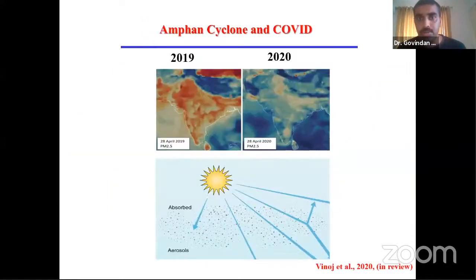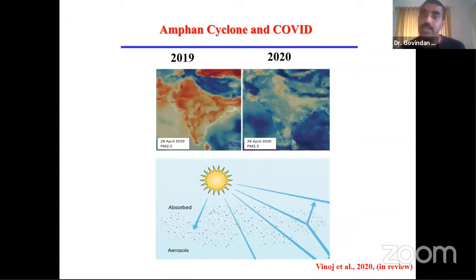Now, this is an interesting result shown by one of my friends. They are saying that there is a relation between the Amphan cyclone and the COVID lockdown. The two figures for 2019 and 2020 show that the amount of pollution was very high in 2019, and in 2020 it was much lower.